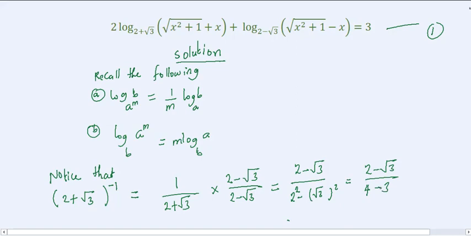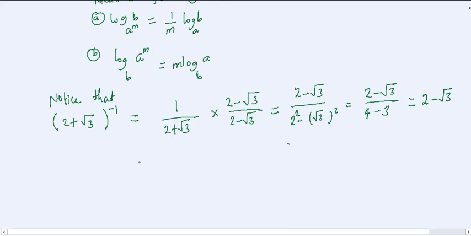2 square will give me 4. Root 3 all square will give me 3. 4 minus 3 is 1. Anything divided by 1 is that thing. So the answer is 2 minus root 3. So that means 2 minus root 3 can be written as 2 plus root 3 raised to the power of minus 1.